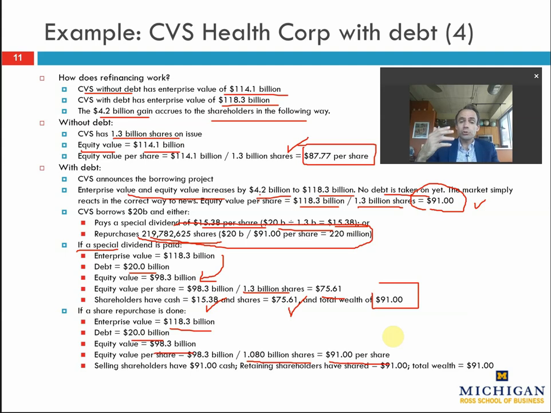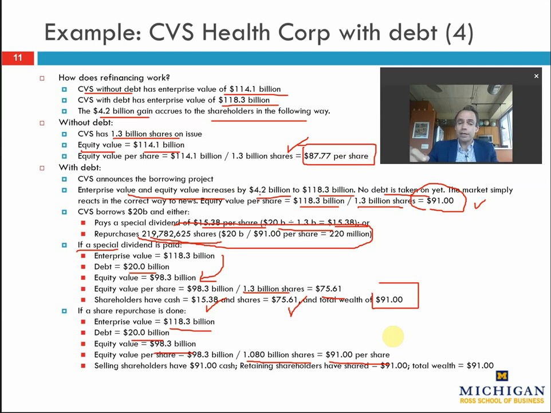So the shareholders who sell out in the buyback end up with cash of $91 per share. Shareholders who retain their shares in the company, because the pool is now being handed around amongst a smaller number of shareholders, have shares worth $91. So every shareholder still has the same wealth. They either have $91 cash or a share worth $91 in the repurchase example.